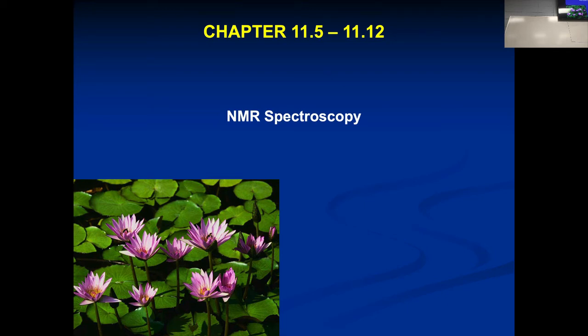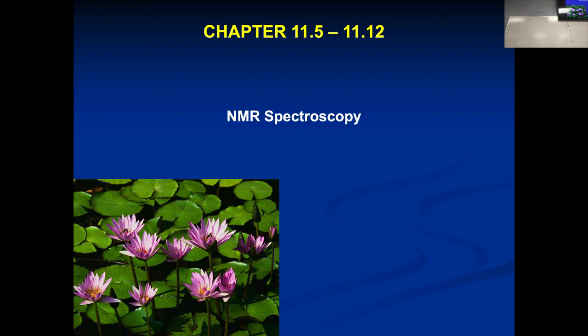So let's refresh our memories a little bit from last time, when we were talking about IR, infrared spectroscopy. We've got two axes. What's on the x-axis? The wave number, which is in reciprocal centimeters. What's on the y-axis? Percent transmittance, right? So that's what the IR spectrum is going to look like in terms of the axes.